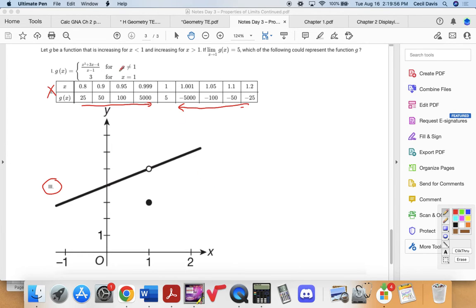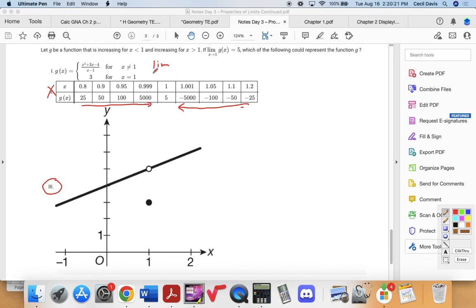And then we have this one. You're like, oh. It tells us that g of x is 3 for x equals 1. That doesn't mean a darn thing. The value at 1 doesn't come into play in this problem at all. But let's take a look at this one.